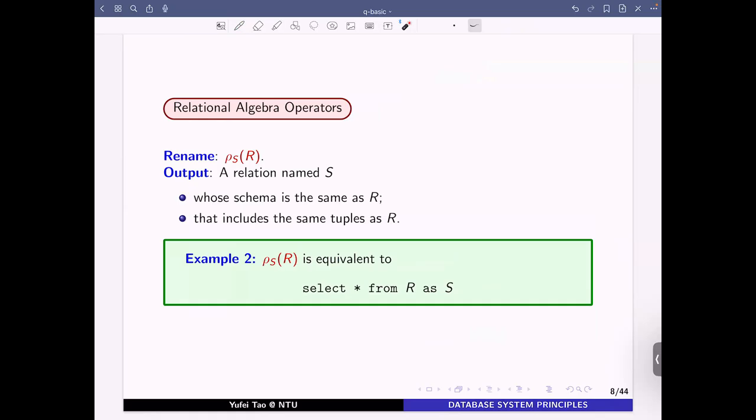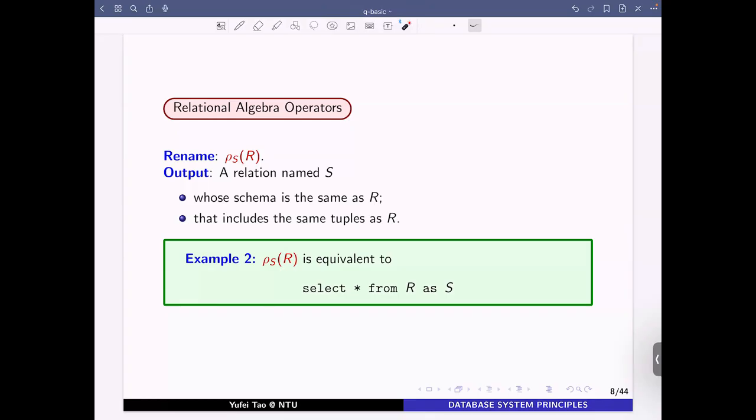The first one I want to talk about is the so-called rename operator. So this rename operator basically says, you got a relation, and the relation is R, and somehow you want to rename it to another relation. Sorry, you want to rename the same relation. Okay, you want to give another name to the very same relation.